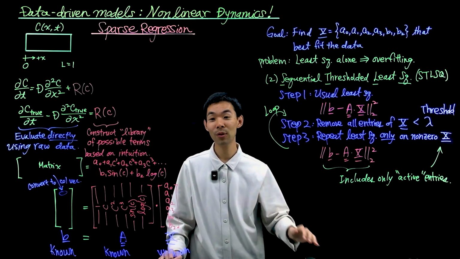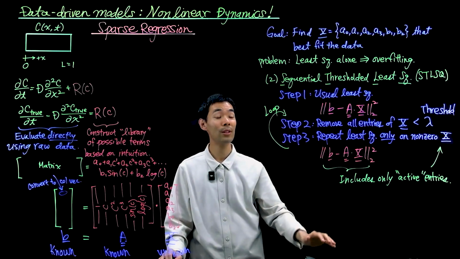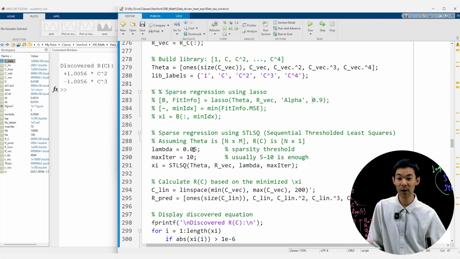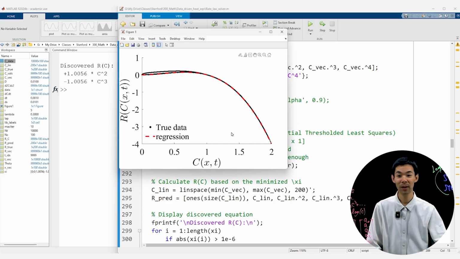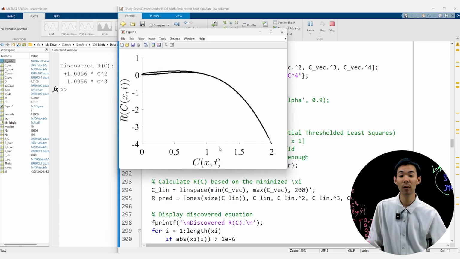Clearly, for the data set I'm showing you here, the sparse regression based on sequential thresholded least squares is performing much better. And it's robust to the particular value. You can change this lambda value to an even gentler cutoff, for example, 0.3, and it still produces the same fit, right? And it's pretty insensitive to the precise value that you input here. So it performs very robustly over a pretty wide range of lambda for this particular data set.